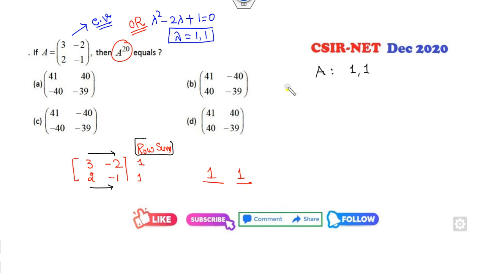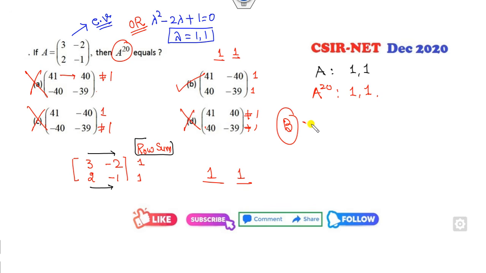Now in this case, the eigenvalues of A are 1 and 1. My target is to find A to the power 20. What are the eigenvalues of A raised to power 20? Again 1 and 1. Fine. So you can see the row sum is not 1, so that option is cancelled. This is 1, but this is not 1. This is 1, this is 1. So one eigenvalue is 1 and the trace is 2, so the other eigenvalue is also 1. The row sum is not 1. So the right answer is B.